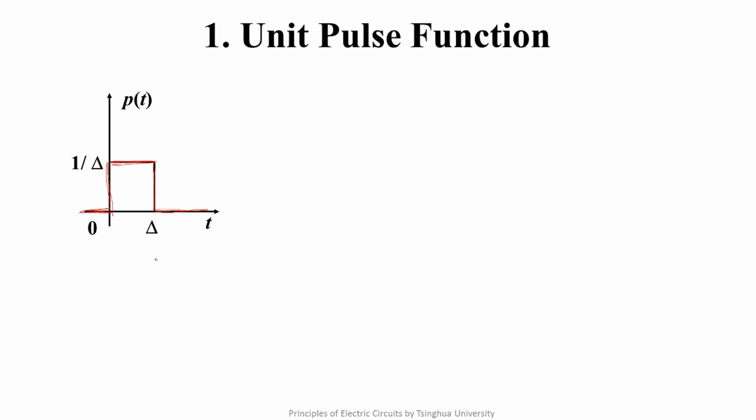Why is it called the unit pulse function? Because the area of the whole pulse window is 1 over delta times delta equals 1. So it's a unit pulse function. According to the discussion in A1, we know this unit pulse function can be expressed with the form of epsilon t. Pt, in which p means pulse, equals 1 over delta times epsilon t minus epsilon t minus delta.